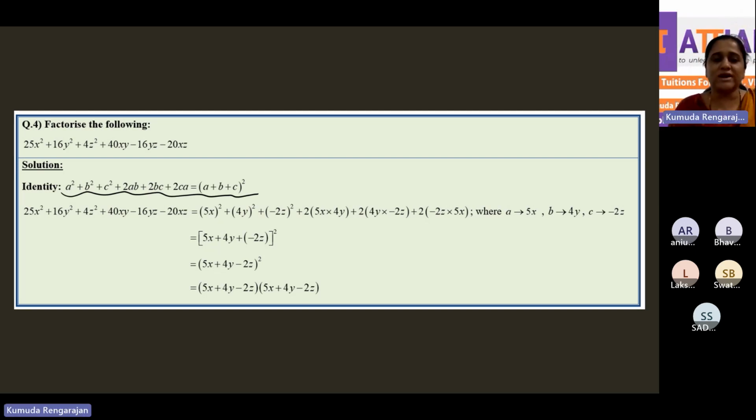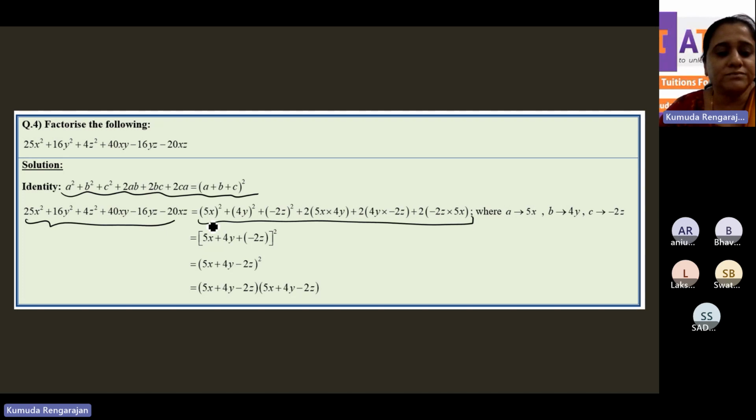So for this situation, you should write the 6 terms first and then it is equal to a plus b plus c the whole square. So now we have presented the 6 terms. These are the 6 terms, and we have presented them in the form a square plus b square plus c square plus 2ab plus 2bc plus 2ca. We have presented in that form where a is this, b is this, and c is this.